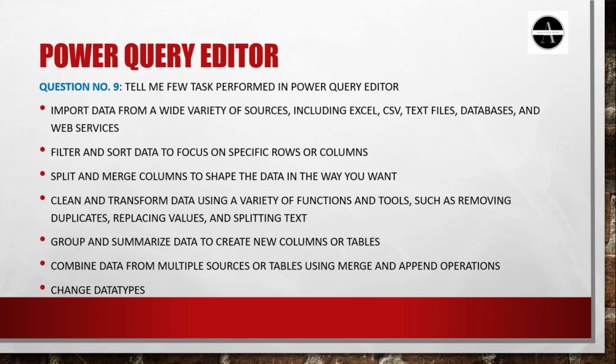Then we can also filter the data and sort the data to focus on specific rows and columns. We can also split columns and merge columns to shape the data in various ways. We can do data cleaning and data transformation by removing duplicates, replacing values, and splitting text. We can add columns by grouping and summarizing the data. We can also combine data from multiple sources or tables using merge and append operations.